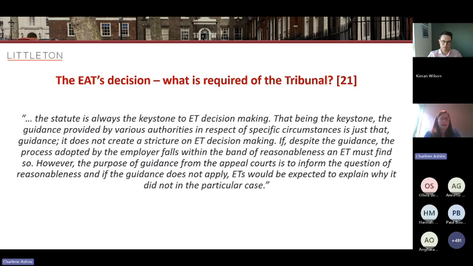So coming back to the slides now, on this slide, we've set out what the EAT essentially found. So it found that the statute is always the keystone to tribunal decision making. And as you'll be aware, there's a wide discretion under Section 98 of the Employment Rights Act for the tribunal as a tribunal of fact to determine reasonableness. And the EAT restated that at paragraph 21 of their judgment.